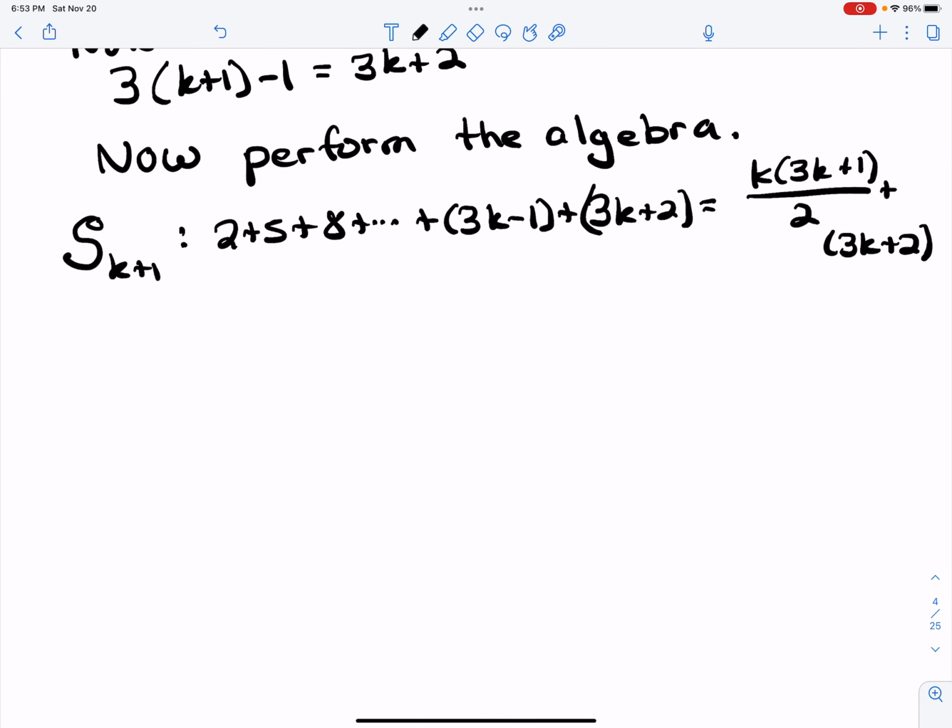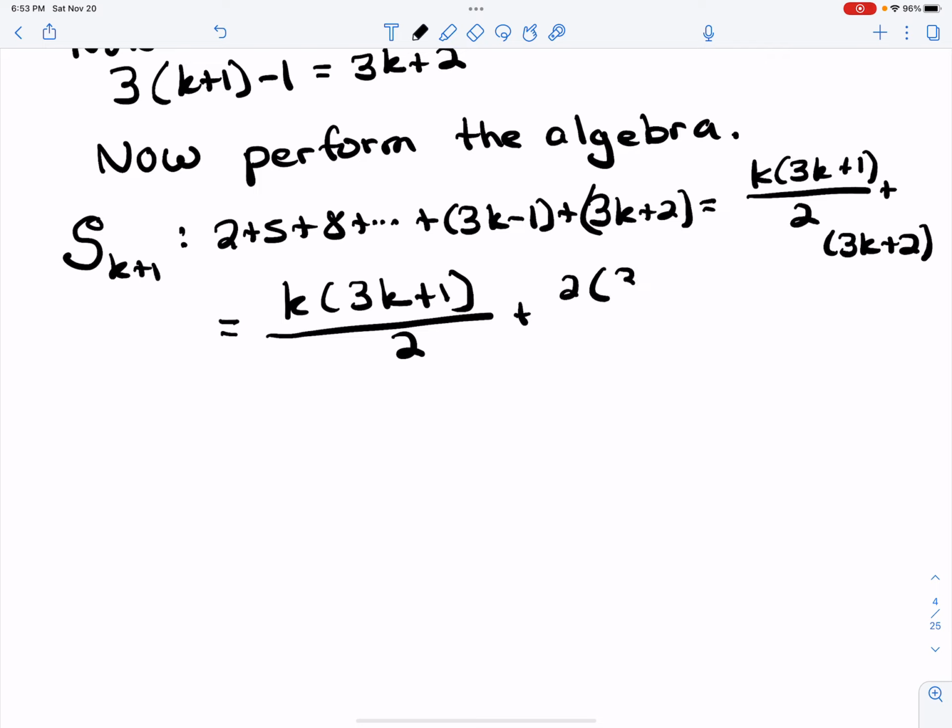So I'm going to save myself a little hassle right now, and I am not going to keep writing the left side. I'm going to take the right side and start working with that. So I'm going to take the 3k plus 2 and make it into a fraction by putting it over 2. So 2 up top over 2 on the bottom. So 2 times 3k plus 2 over 2. Then I'm going to combine the fractions and see where that gets me.